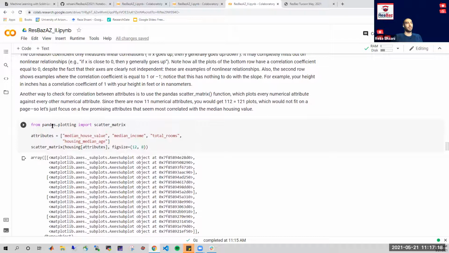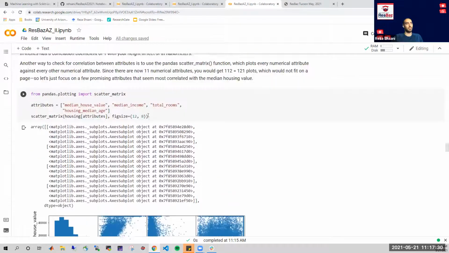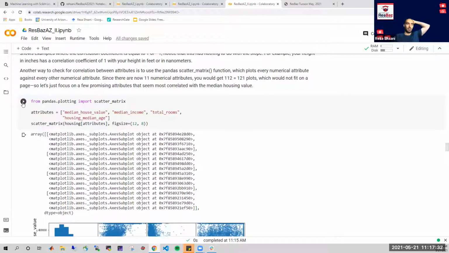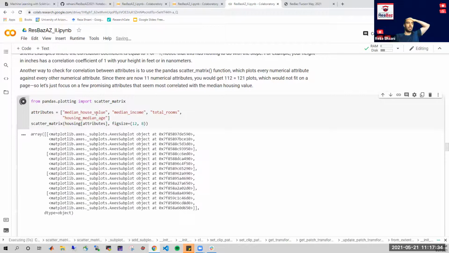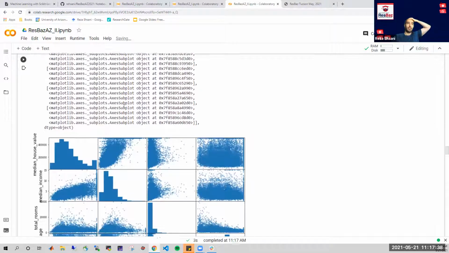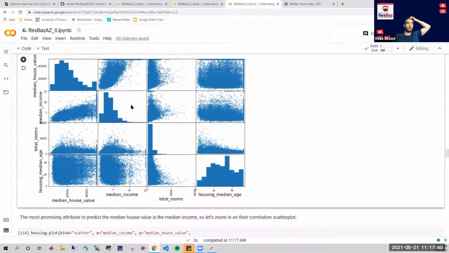Another way to check the correlation between attributes is to use the pandas scatter_matrix function, which plots every numerical attribute against every other numerical attribute. Since there are now 11 numerical attributes, you would get 121 plots, which would not fit on a page. So here I'm limiting the number of features to median house value, median income, total rooms, and housing median age. And this is the plot shown.